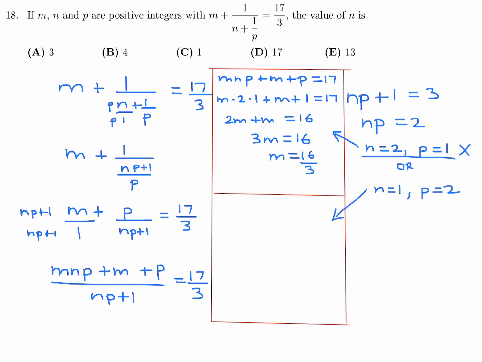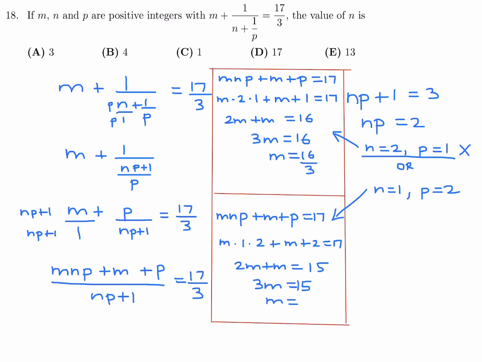Okay, no problem. We got another scenario. Same thing. mnp plus m plus p is 17. Now let's substitute n equals 1 and p equals 2. So that's going to be m times 1 times 2 plus m plus 2 is 17. So that's 2m plus m is equal to 15. And therefore 3m is 15. And therefore m is equal to 5.